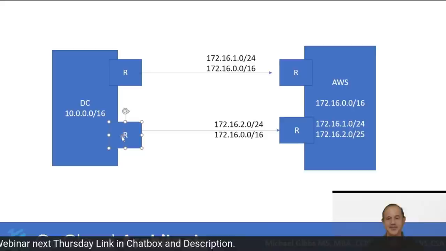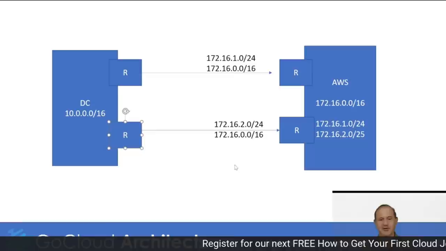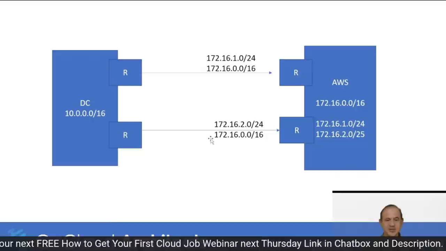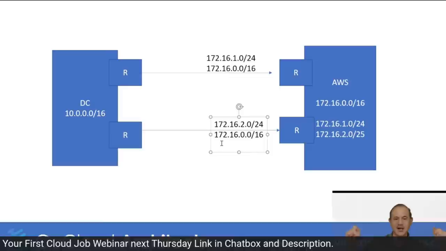This link. I have the most specific route. Why is it the most specific route? It's got 172.16.2.0/24. Is that more specific than the /16? Yes. Ding, ding, ding. We're load sharing. We're sending it on here.